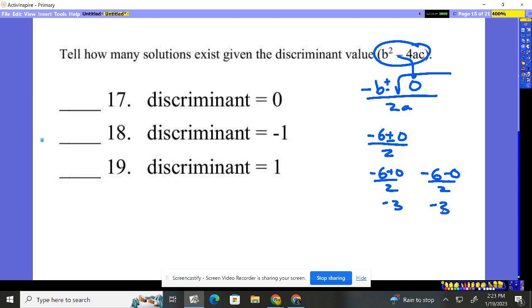You get the same solution. So how many solutions do you really have? If underneath the square root it's a 0, you really only have one solution. That's it. All right, what if the value was a negative number?